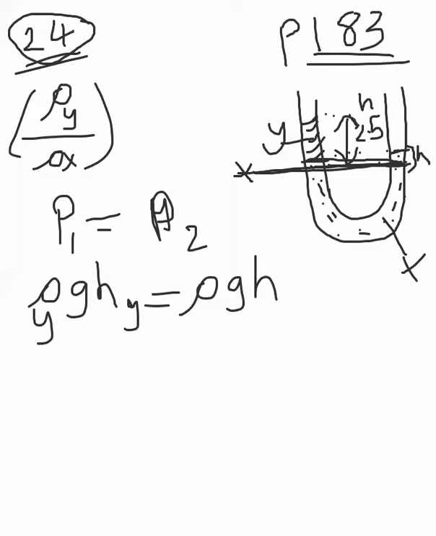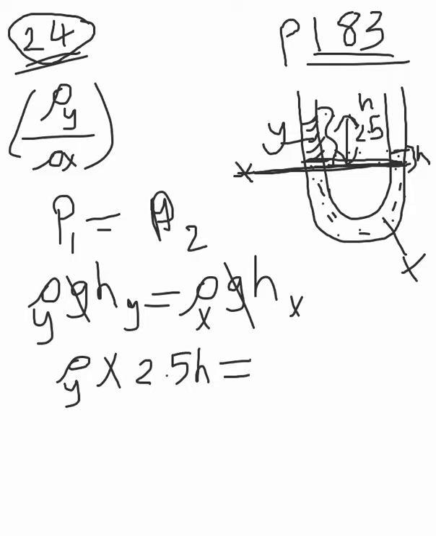Let's remove g together, then we will have rho y multiplied by h y, which is this part, which is 2.5 H, equal to rho x multiplied by h on the other side, which equals H. Okay. Now let's make rho y over rho x to get the same ratio he asked about. So rho y over rho x equals H over 2.5 H.